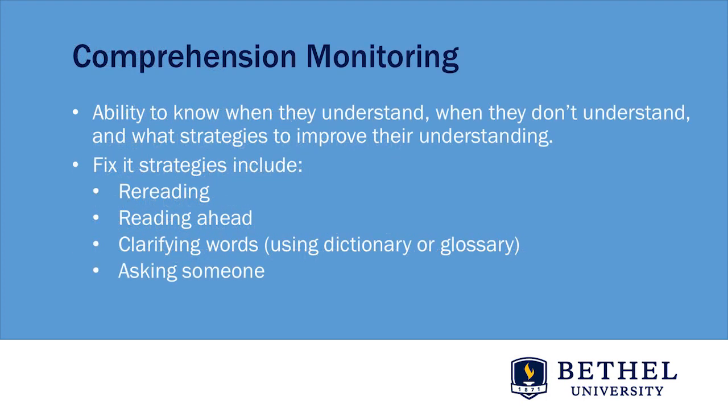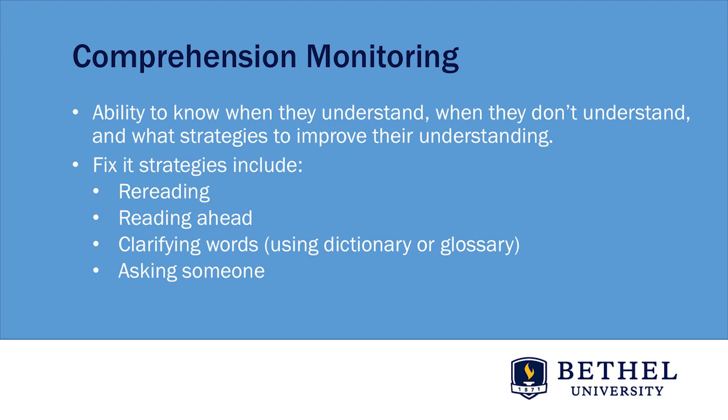The final strategy is comprehension monitoring. This is teaching the student to really pay attention to whether they are understanding what they're reading while they are reading. We've all experienced reading a page in a book and then realize we have no idea what we just read because we were distracted. Good readers realize when they don't understand that they should use a fix-it strategy. Fix-it strategies include rereading the sentence, the paragraph, or as much as is necessary to comprehend, or reading ahead.